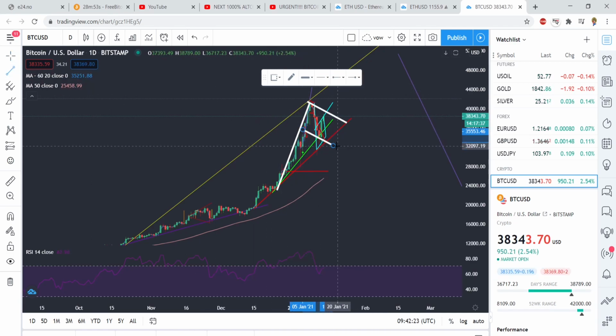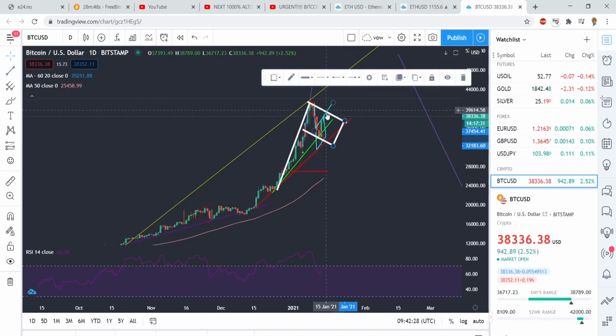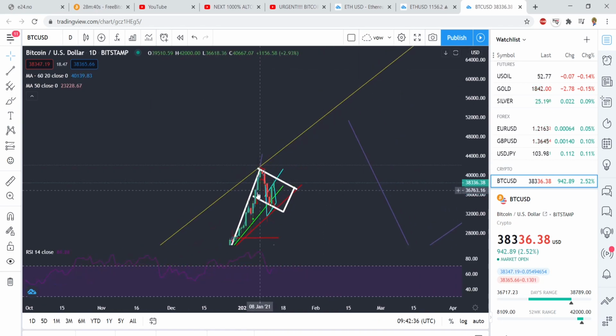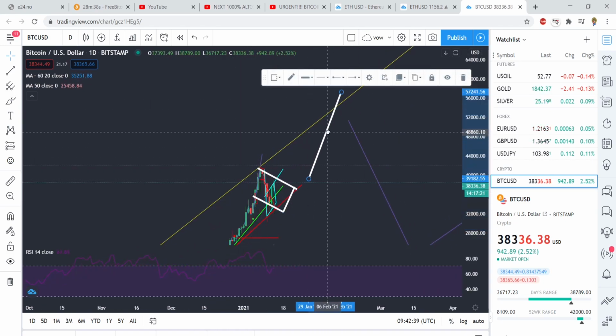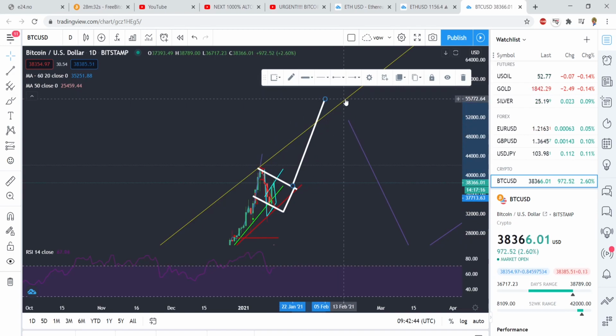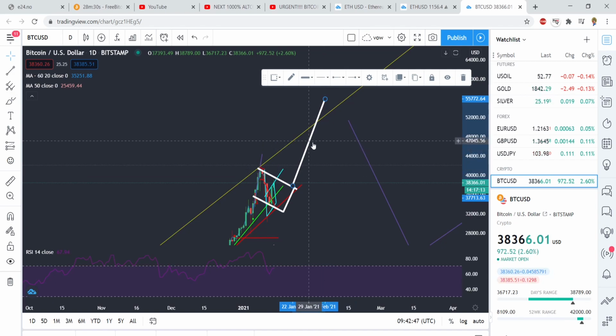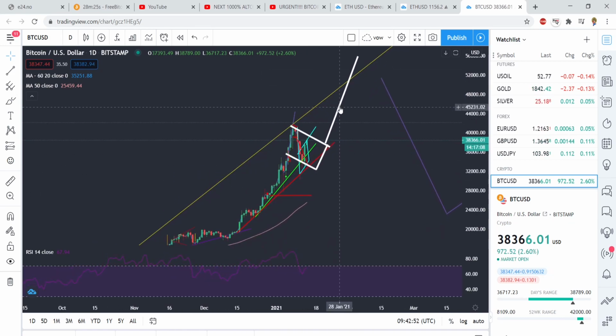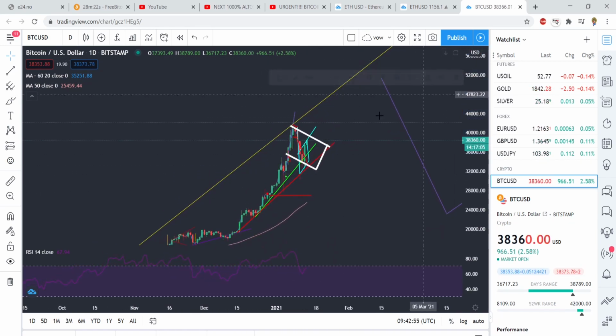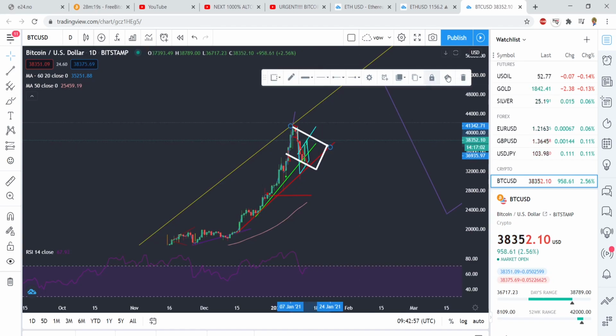And here like that. So if we go up here and then a little bit down and then a little bit up and break this flag to the upside, then the target is the flagpole taking us up to 55,000. That could be a scenario. We will watch this in the coming days on the daily to see if we are forming this flag. So that is something to watch very closely.